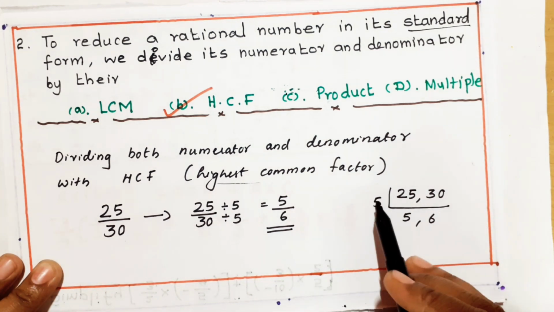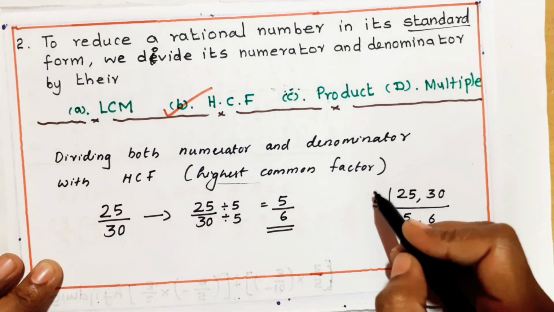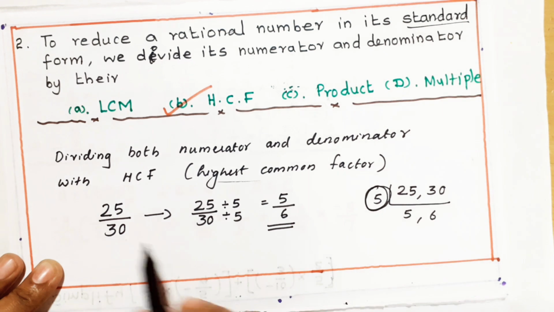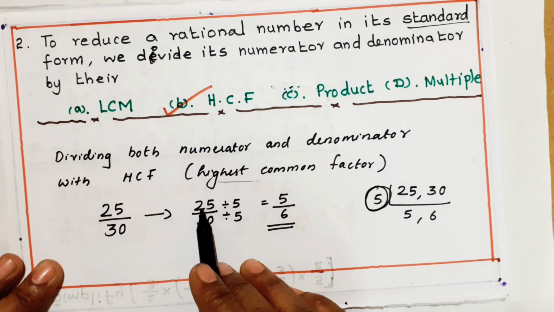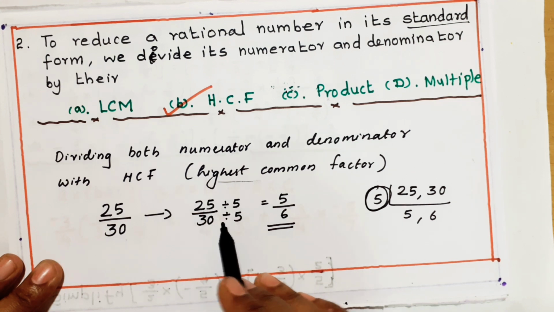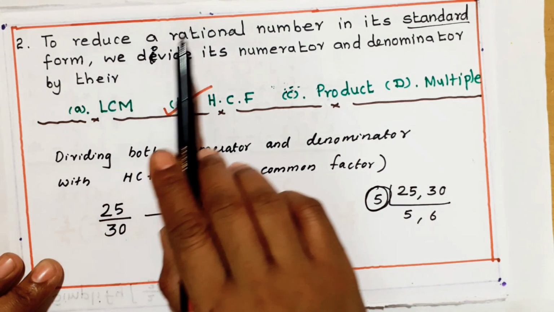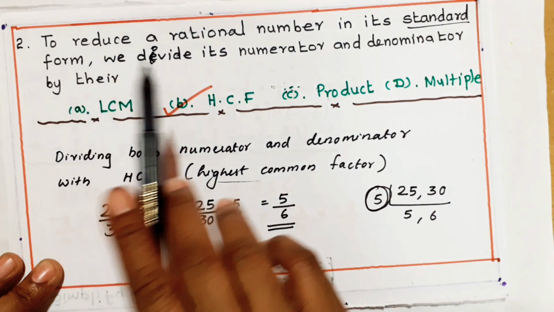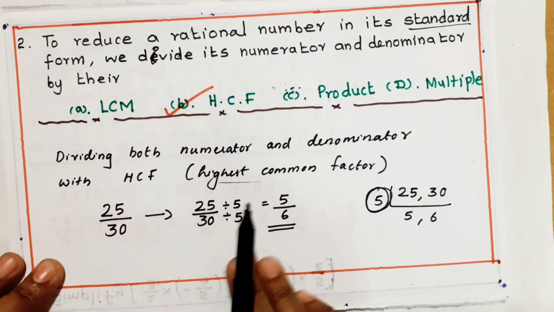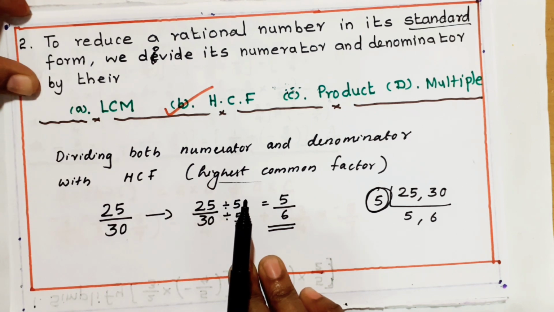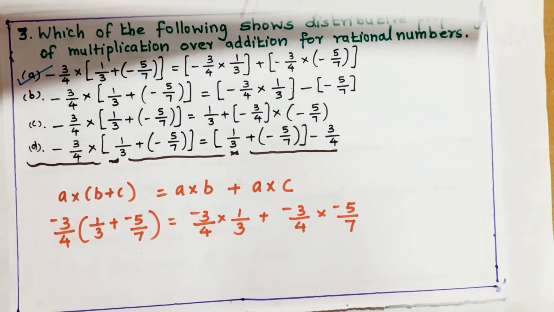25 and 30 we can divide with 5. So it is 5 and 6. Again we cannot divide with the same number. So its HCF is 5. So if I am dividing numerator and denominator with the HCF, that is 25 divided by 5, 30 divided by 5, it is 5 by 6. This is a standard form. So I can tell that to reduce a rational number to its standard form, we divide its numerator and denominator with their HCF. HCF is called highest common factor. With the highest common factor we can reduce to the standard form.